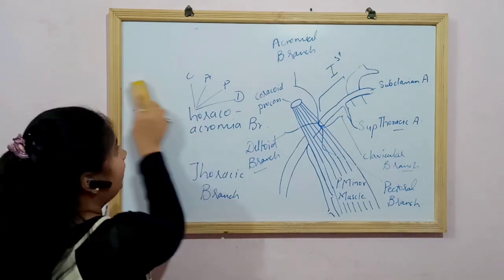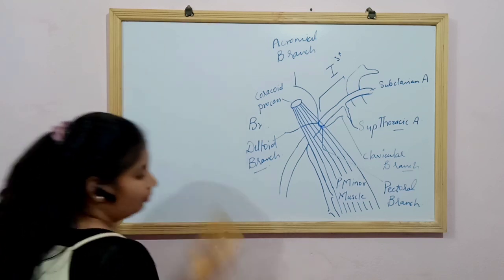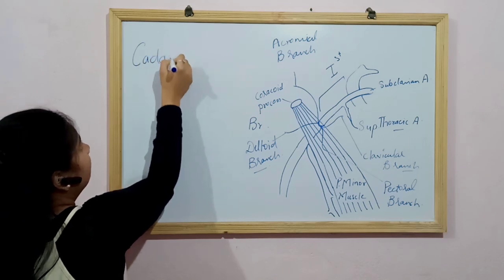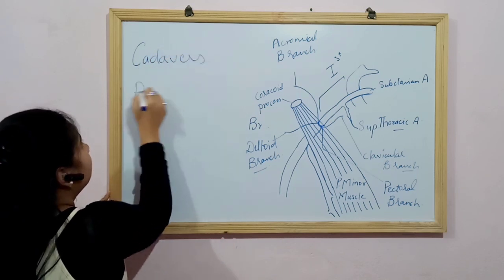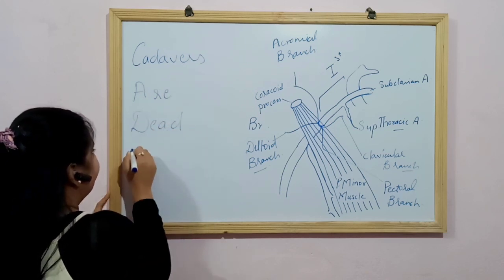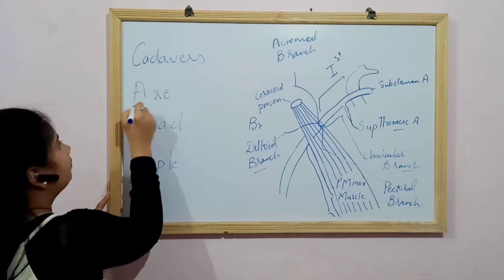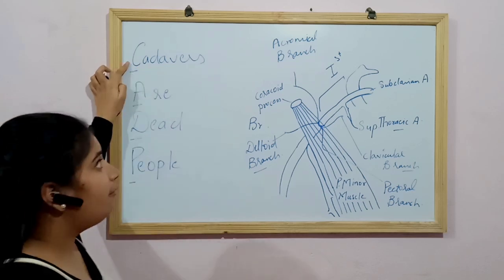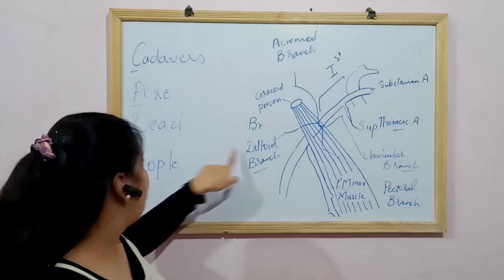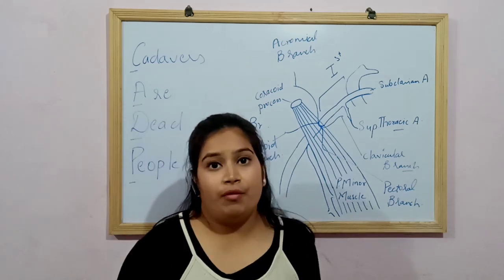Can you remember it easily? Cadavers are dead people. Cadaver: C for clavicular branch, A for the acromial branch, D for the deltoid branch and P for the pectoral branch. Okay, so now moving on.